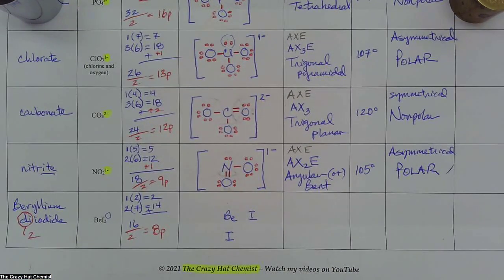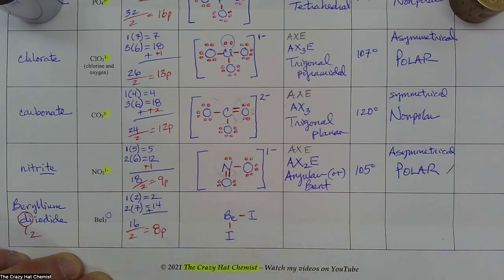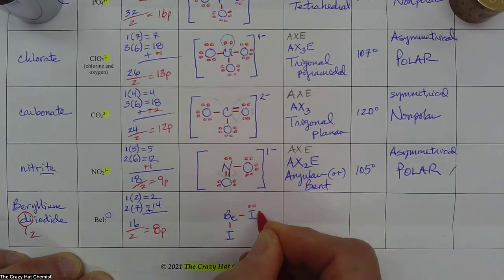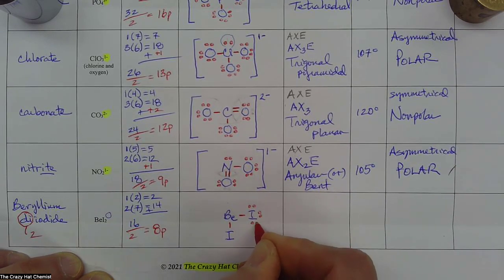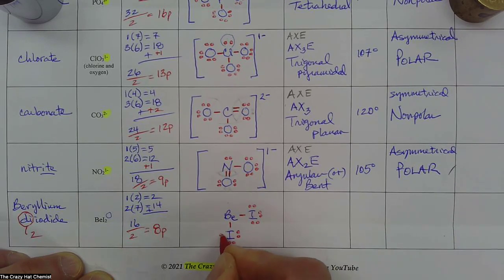Now we're going to place our electrons. All right, so here we go. We're going to place our bonding electrons between the central and the outside atoms. That's 2 of my 8 pair. I have 6 remaining. Now we're going to place electrons on the outside atoms. 1, 2, 3, 4, 5, 6, 7, and finally 8.